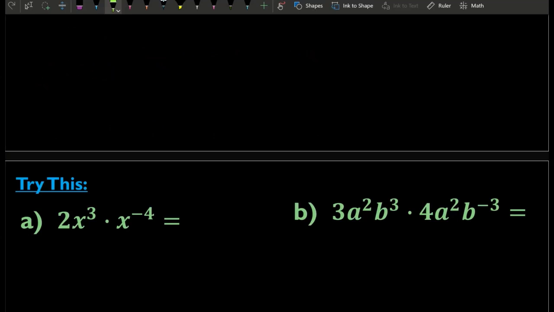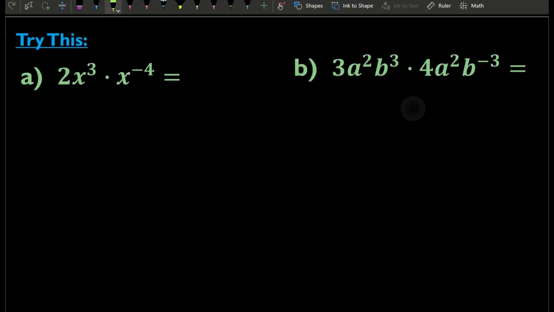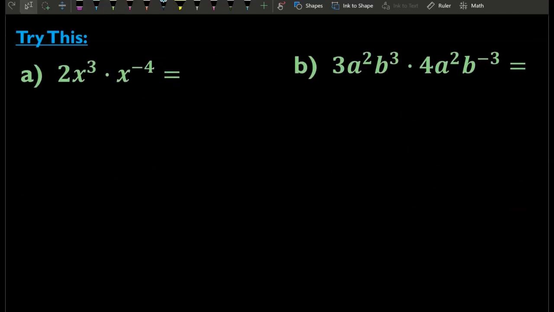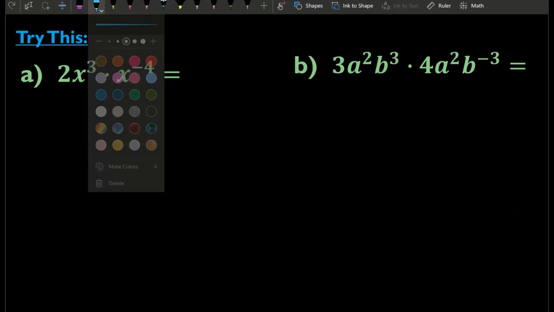Now it's your turn. Try A and B for a second. I hope that you tried it. We're going to look at the answer now.